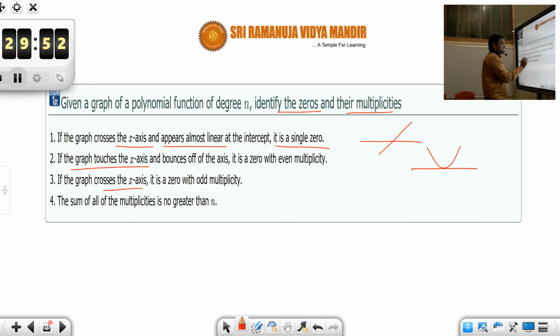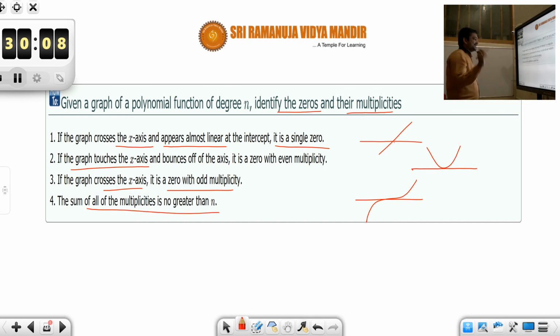If the graph crosses the x-axis, it is a zero with odd multiplicity. So for example, here it is crossing, so this multiplicity is odd. Similarly, you can look out like this. Again, here it is of odd multiplicity, and then the sum of all of the multiplicities is no greater than n. Okay, students, so these are the key concepts we have discussed, in summary.